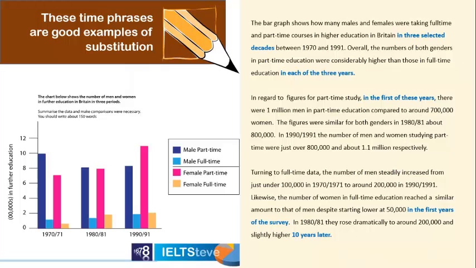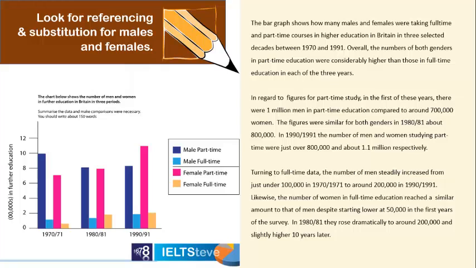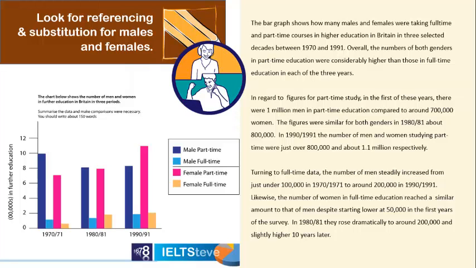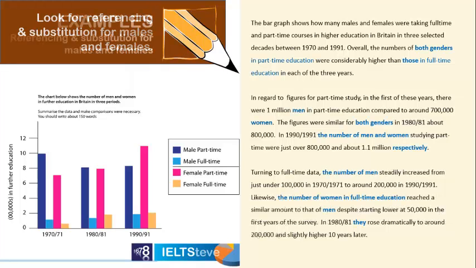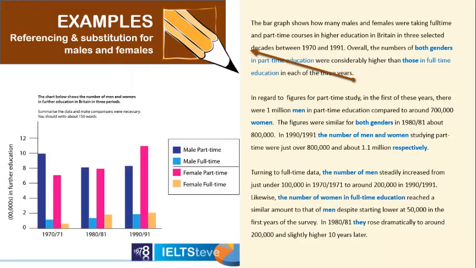So let's do exactly the same now in terms of referencing and substitution for males and females. So notice that in the diagram, in the bar chart, it shows you the word male and female, but the person never uses those words. They're using other words, other vocab, other phrases. Can you see? So here they are, and we see a lot of phrases there. Now, when they're considering both males and females, they're using both genders. Can you see that there?